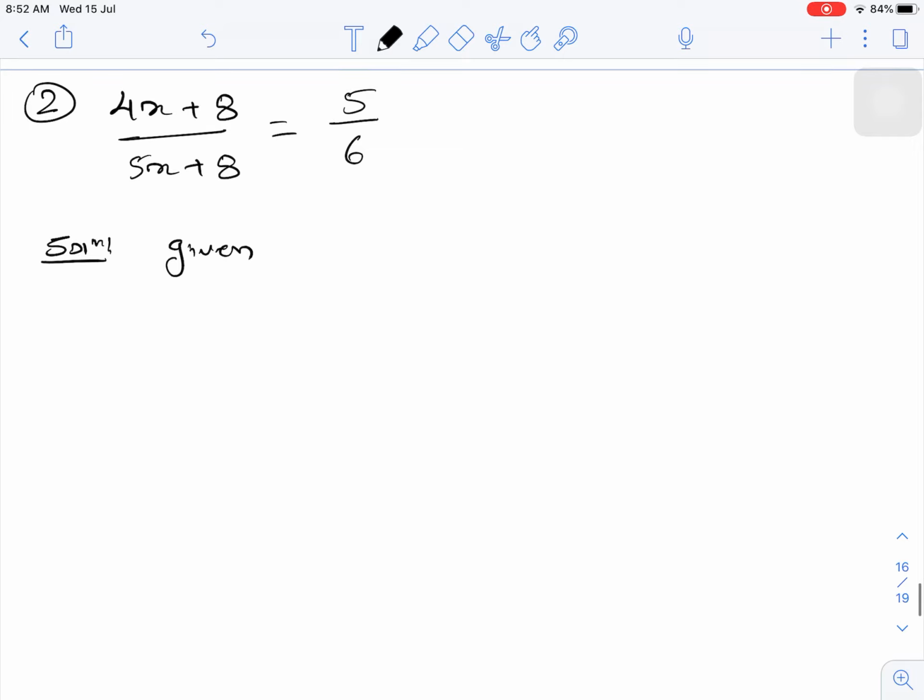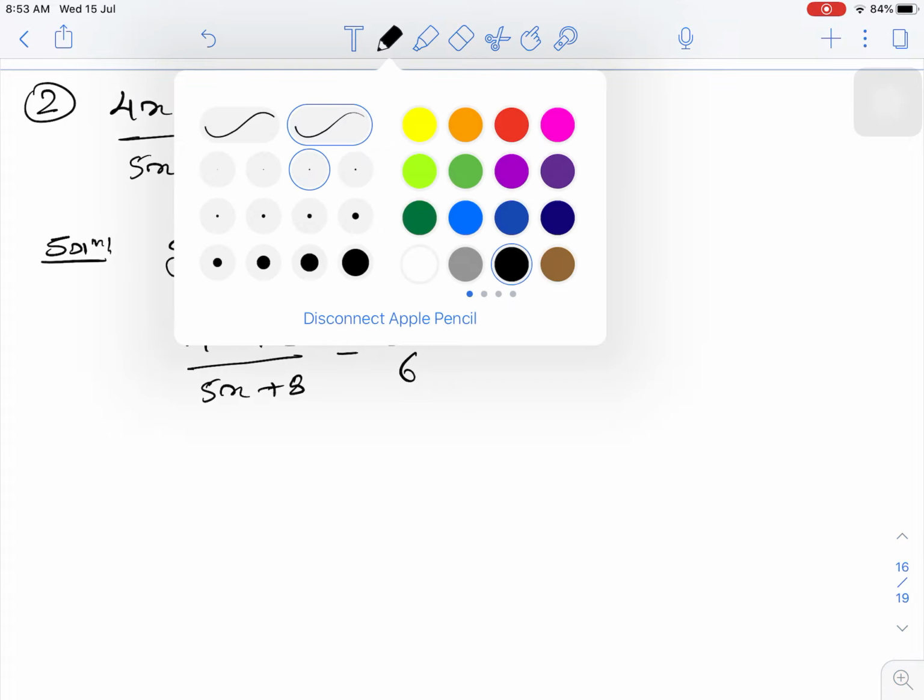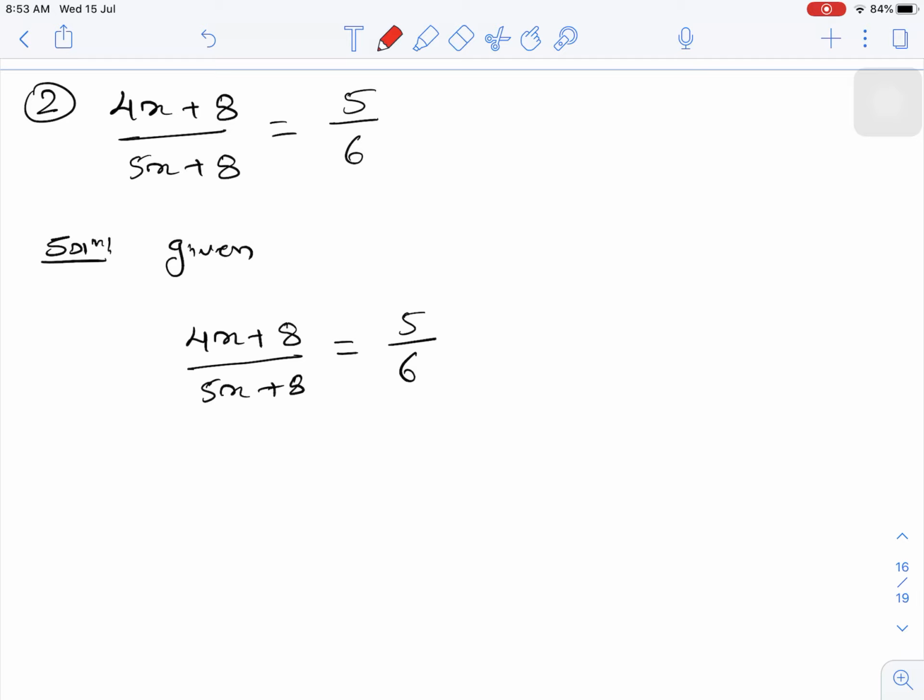Right, given (4x + 8)/(5x + 8) = 5/6. Now what we are going to do is cross multiplication. This 6 we will multiply here, and this 5x + 8 we will move to this side. Remember, no need to bring this 5 here; we have to move this 5x + 8 here.